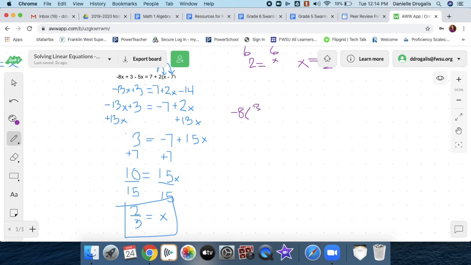So every time I substitute, like I have been in these other problems, I'm going to use parentheses. So that's -8 times the value of 2/3 plus 3 minus 5 times 2/3. And that equals 7 plus 2 times the quantity of 2/3 minus 7.